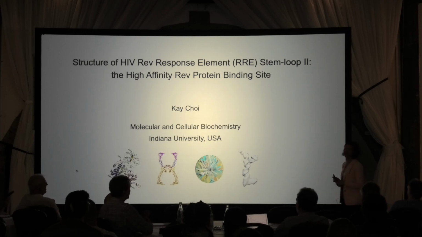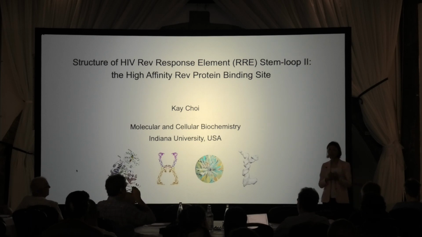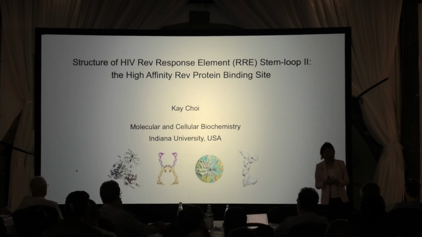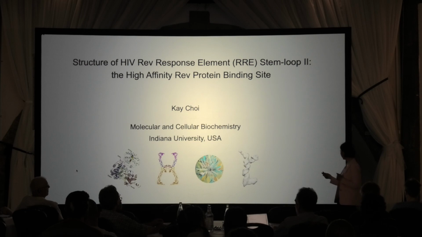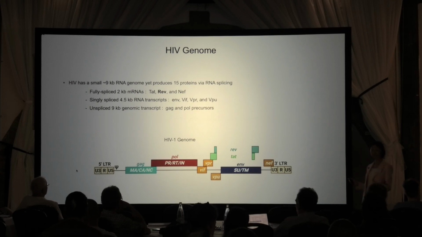All right. So we just built a new HIV RNA structure that I would like to share with you today. HIV has a small 9-kb RNA genome. It produces 15 proteins by RNA splicing.